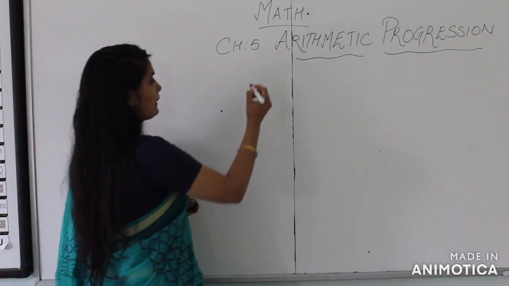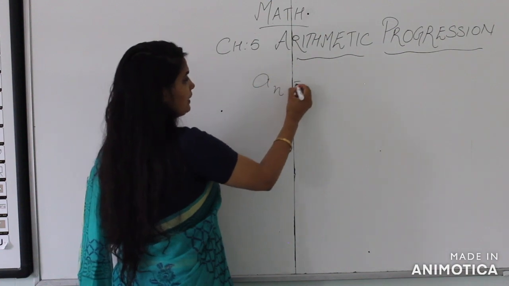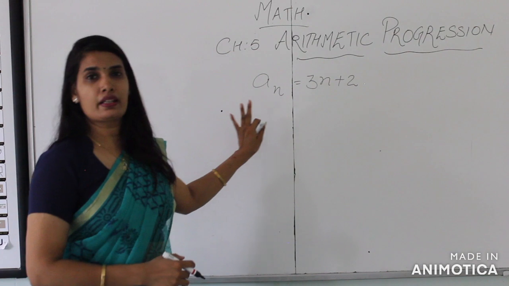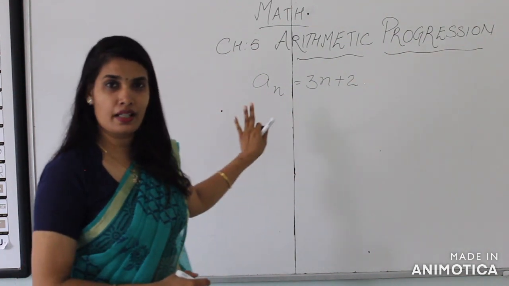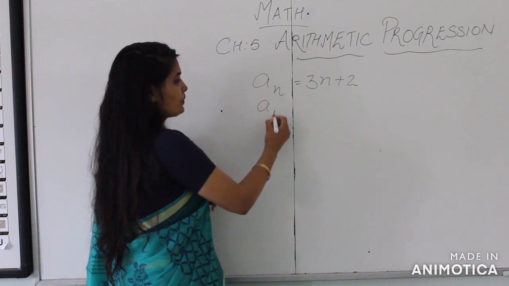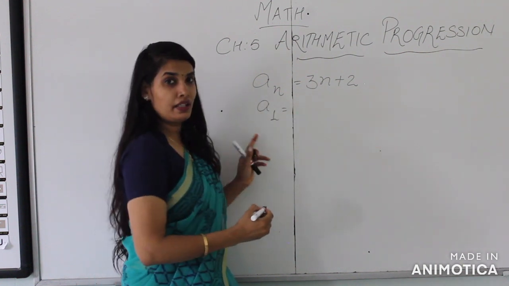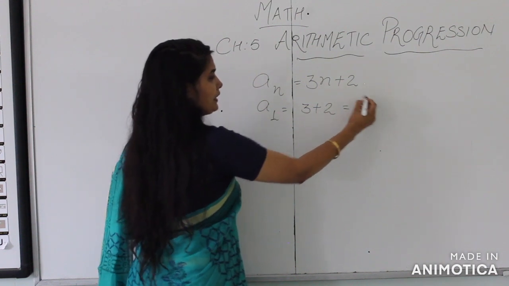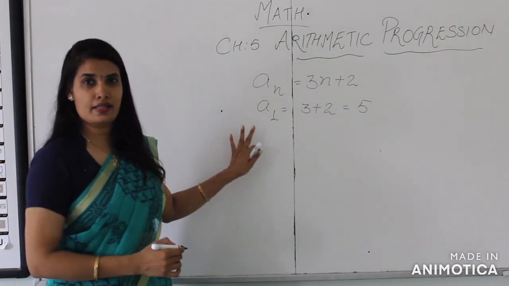For example, suppose I am taking an equal to 3n plus 2 as the sequence. I can make one arithmetic progression with the help of the sequence. How? Suppose I take n equal to 1, so my first term of the sequence will be a1 equal to 3 plus 2, that is 5. So this will be my first term, okay.